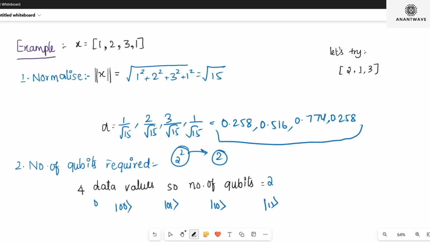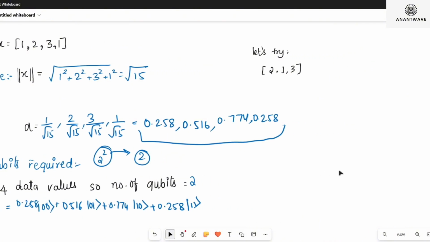So 0.258 ket 00 plus 0.516 into basis state ket 01 plus 0.774 basis state ket 10 plus 0.258 ket 11. This is the quantum state we have after encoding with amplitude encoding. Now let's try this example.